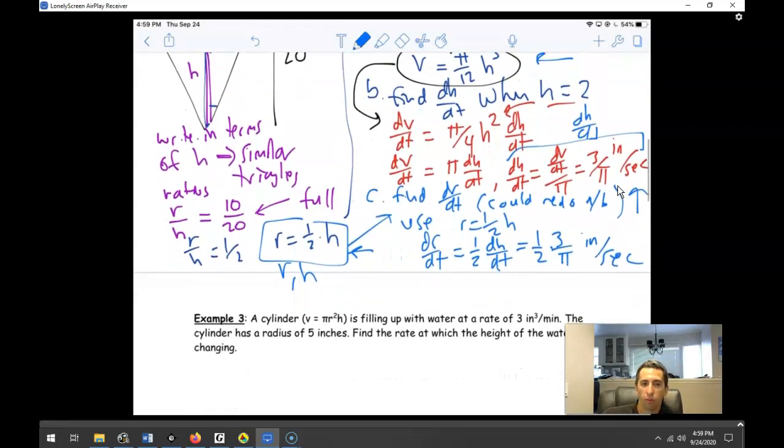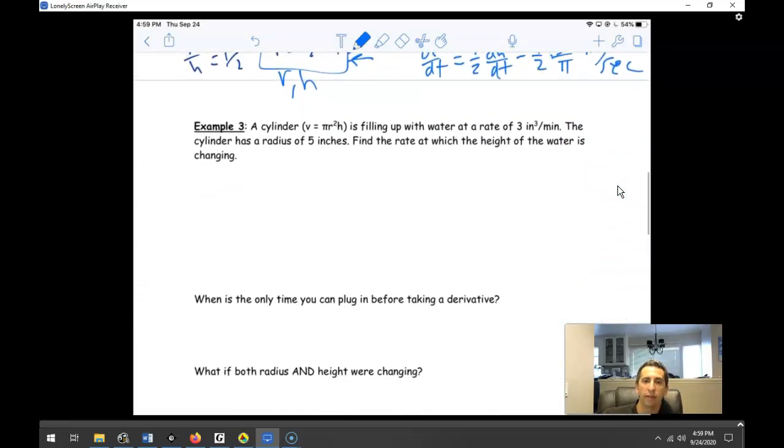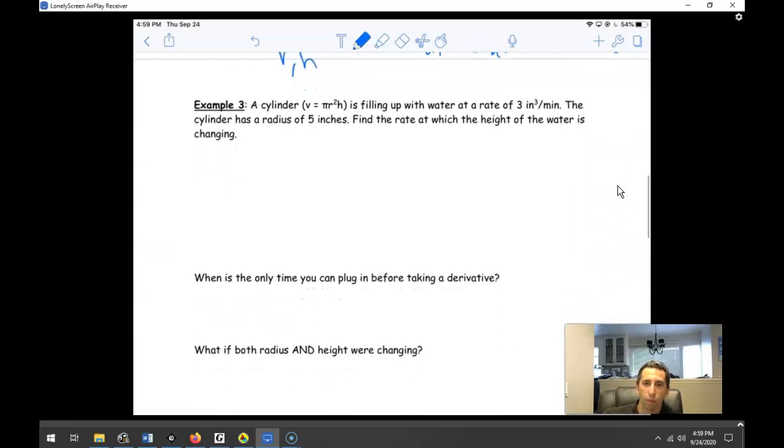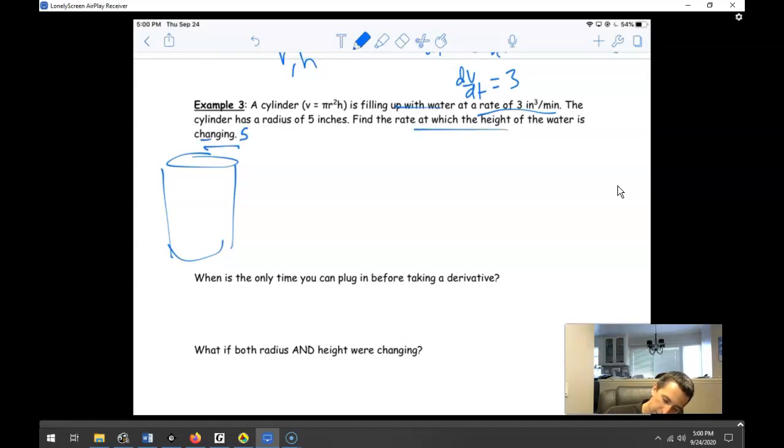So I wanted to do one more problem here with a shape. Now we have a cylinder, and it's filling up with water at a rate of 3 cubic inches per minute. So again, it's filling up with water, so dV/dt is equal to 3. This cylinder has a radius of 5 inches. Again, I'm going to draw a picture because I think that'll really help. The cylinder has a radius of 5. Find the rate at which the height is changing. So they're asking me to find dh/dt.